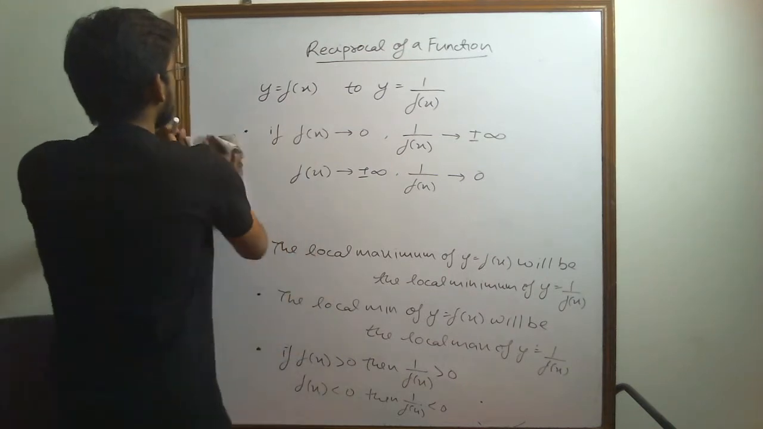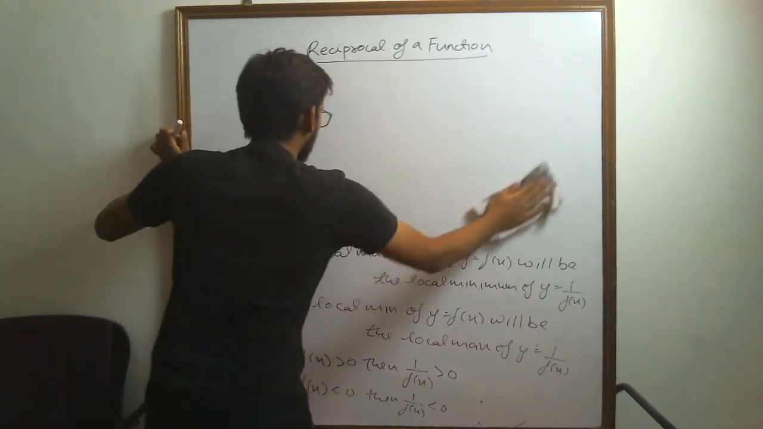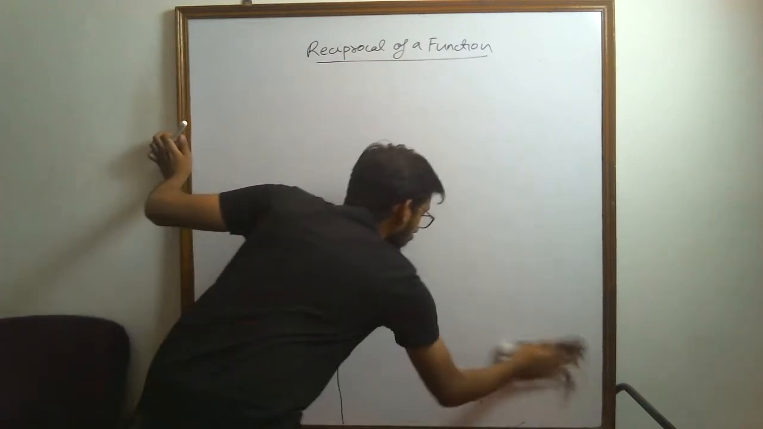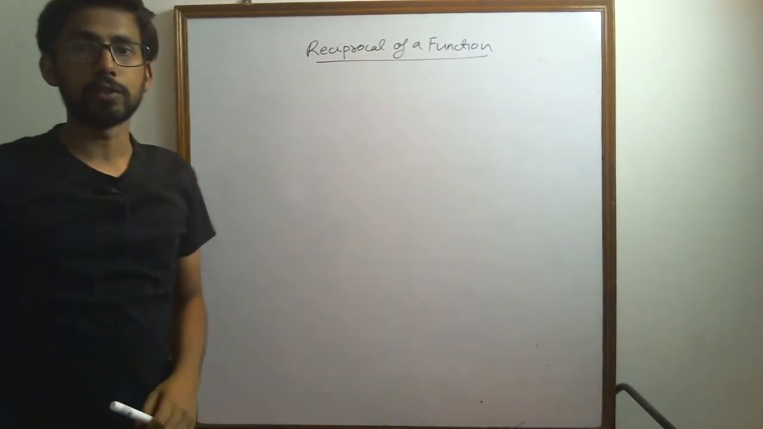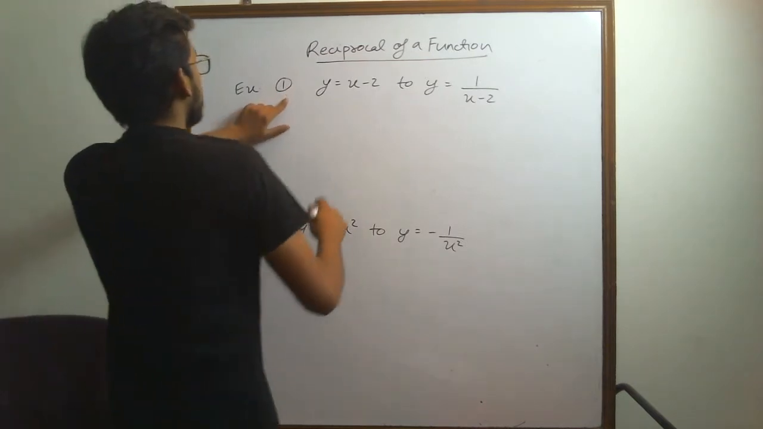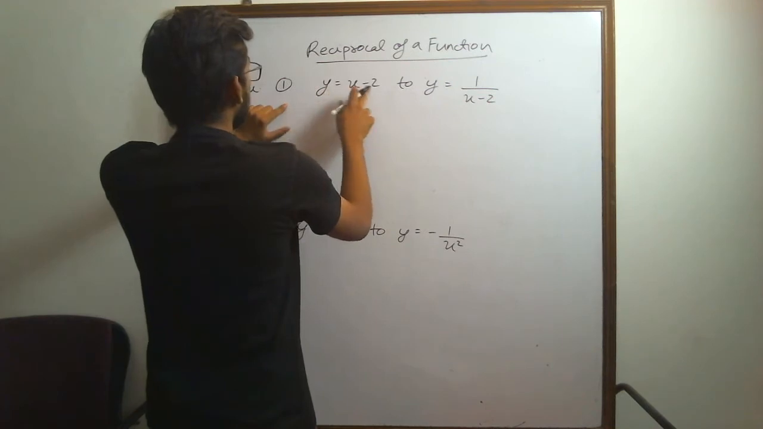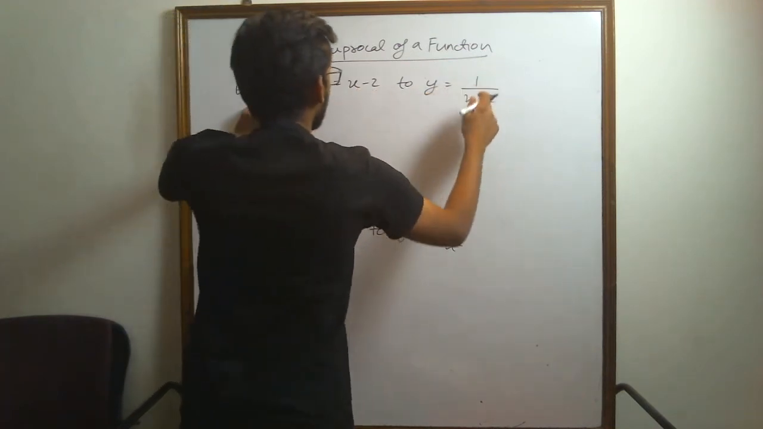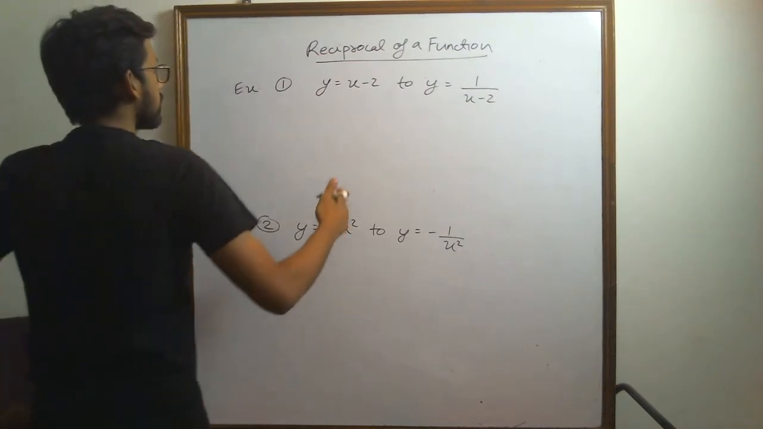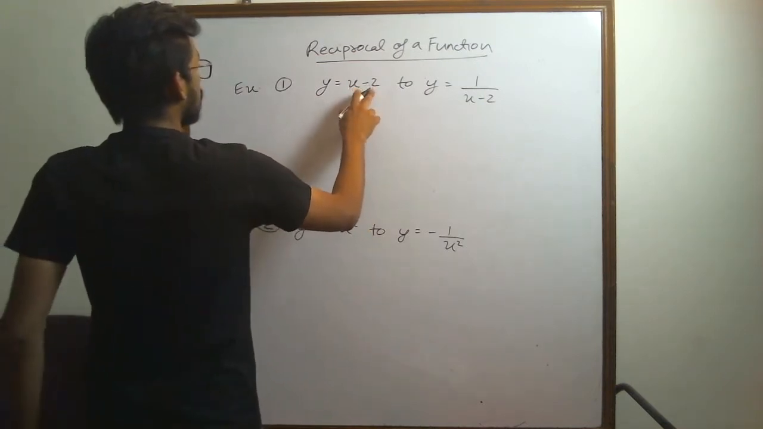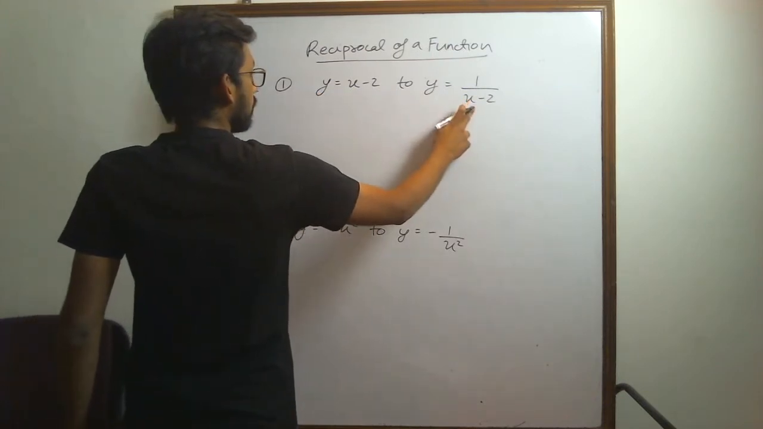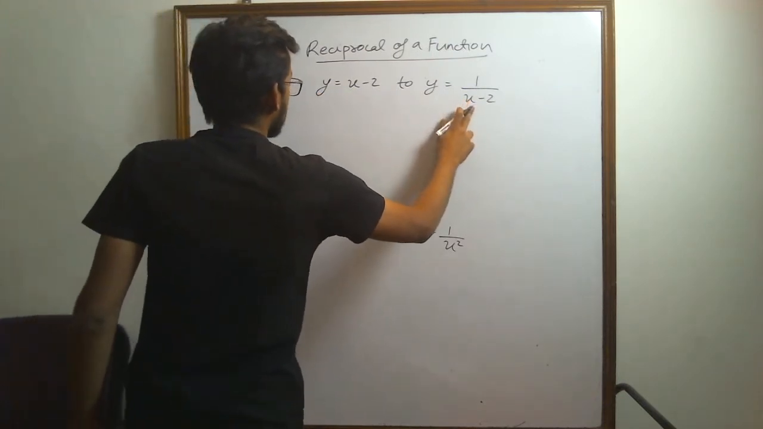Let's take an example to see how we can graph the reciprocal of a function. Okay, so first example, make the graph transformation from y is equal to x minus 2 to y is equal to 1 upon x minus 2. So now, remember the points. First we see that 2 is a 0 of this function. So x is equal to 2 will become a vertical asymptote for this function.